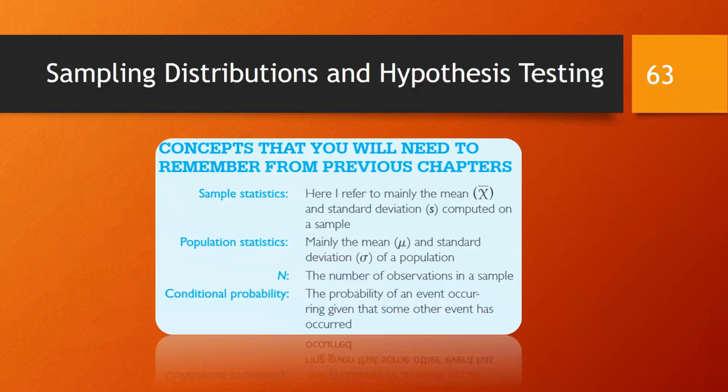As we prepare to discuss sampling distributions and hypothesis testing, let's look at some concepts from previous chapters. Sample statistics refer mainly to the mean and standard deviation computed on a sample. Population statistics also refer to the mean and standard deviation, but of a population. Sample size is the number of observations in a sample. Conditional probability refers to the probability of an event occurring given that some other event has occurred.